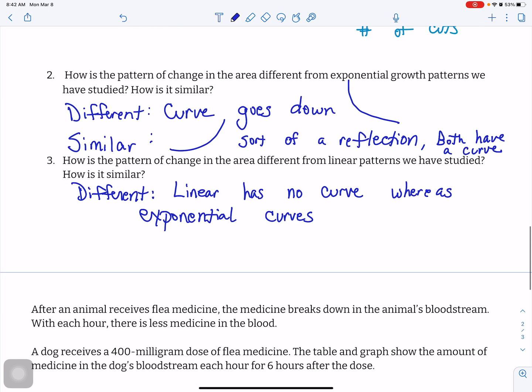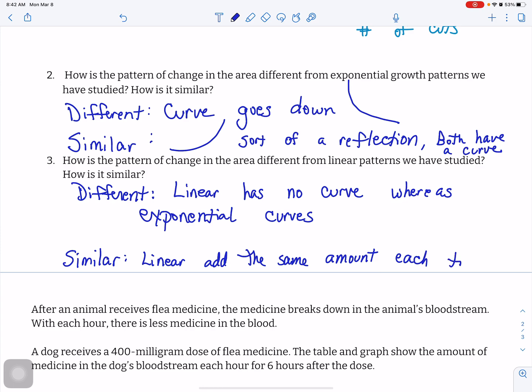And the same, similar part, something that's similar is that linear is going to add the same amount. And add also would be subtract, because it would just be adding a negative, since I don't have room to go back in and do add slash subtract each time. And exponential multiplies, and we don't refer to that one as a divide, because you just multiply by a fraction. Multiplies by the same amount.